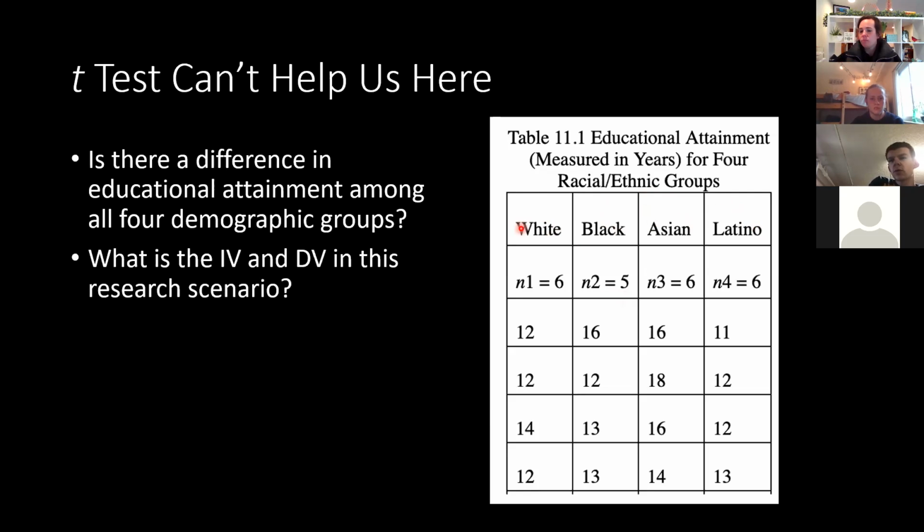It's the other one. Educational attainment. Right, educational attainment, right? So the numbers that we've put in here, that's the educational attainment. So the idea behind this research question is, is there, in fact, a difference between the level of educational attainment that is obtained based on your racial or ethnic identity? That's the question.